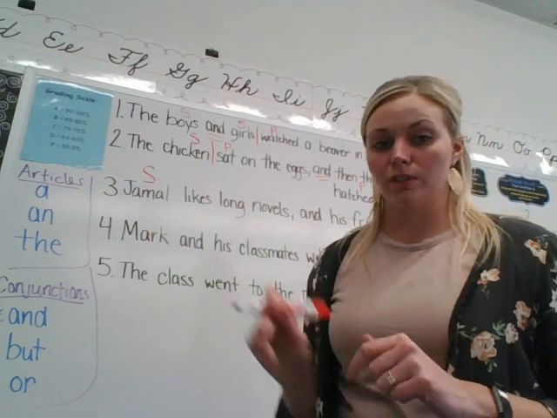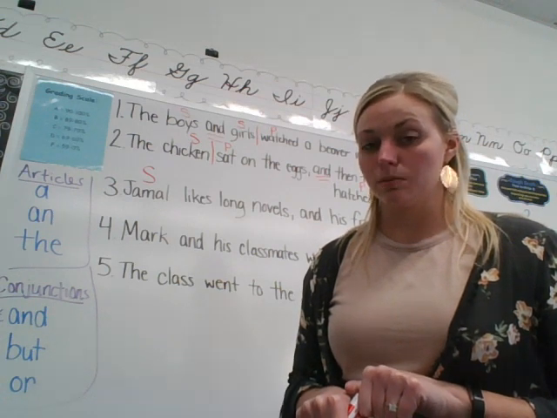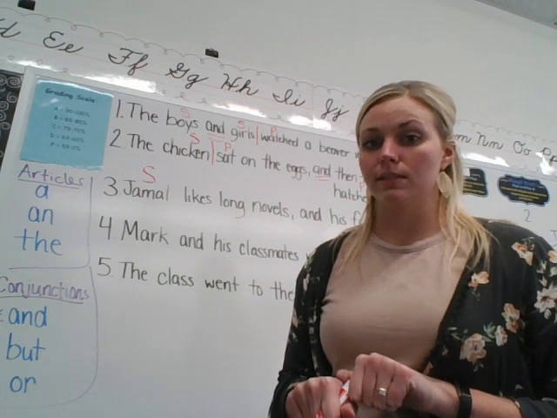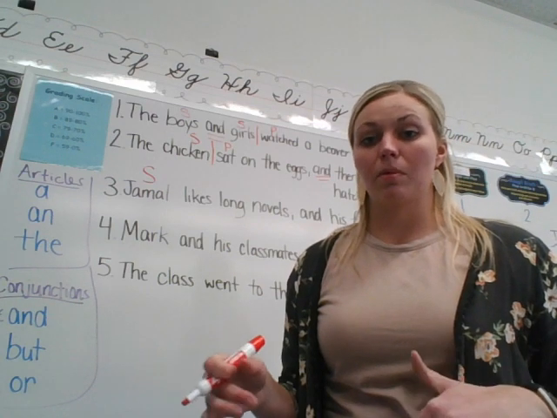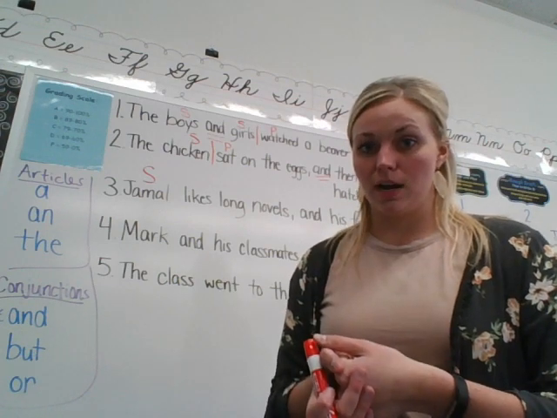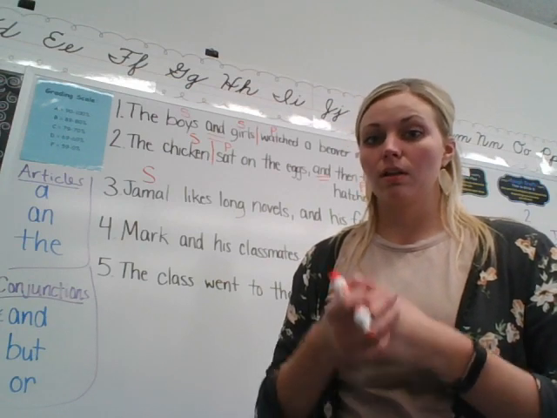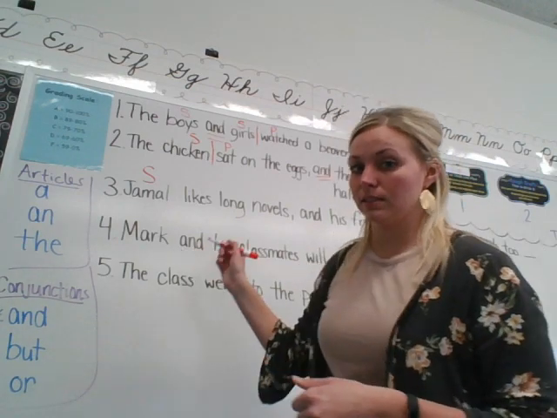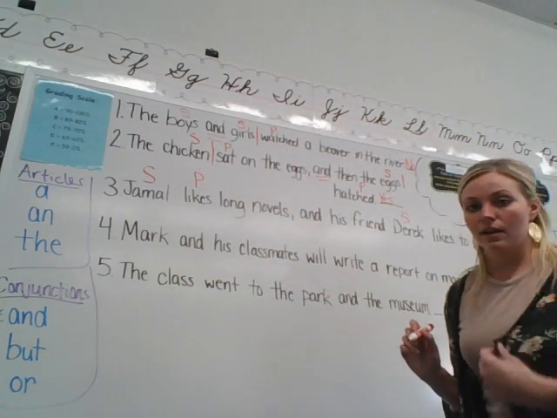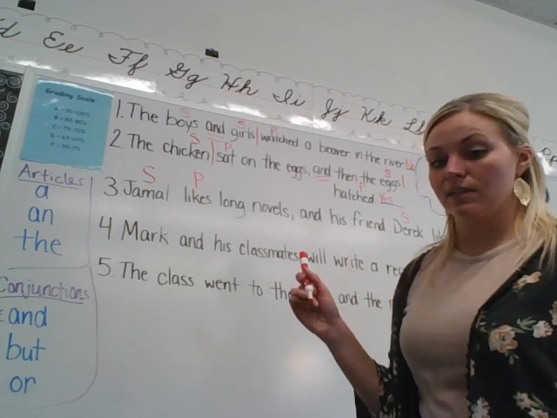So Jamal, what is Jamal doing? Jamal likes, that's what he's doing, long novels. So our predicate in this sentence is likes because that is what he's doing. Remember, our predicate is usually the verb, so an action word, right? So Jamal likes, it's telling us that Jamal likes, that's what he's doing. It's our predicate.